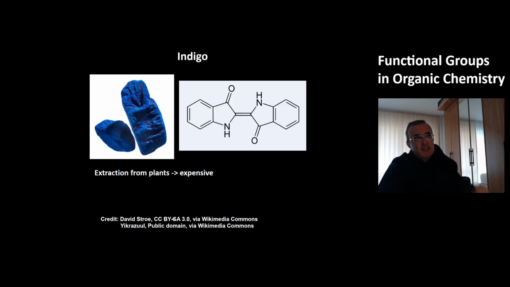This is a historically important dye compound, indigo. It used to be extracted from plants, so that's why it was very expensive. This is the structure of the molecule. You can see again the big pi electron system. You got the amino groups. These are the donors. You got the carbonyl groups. These are the acceptors. And this is what it looks like. It's a blue compound.